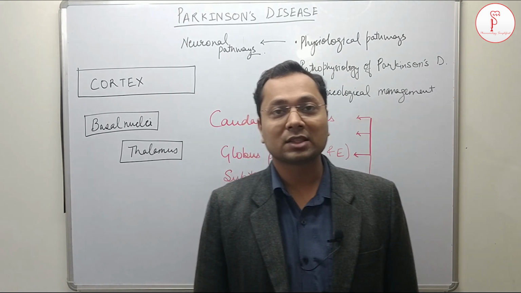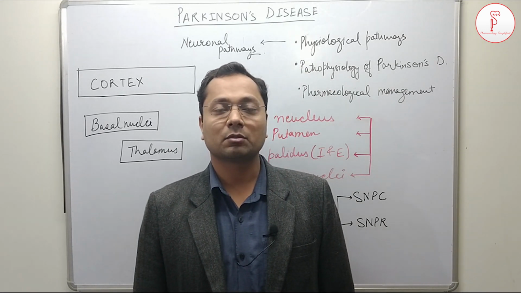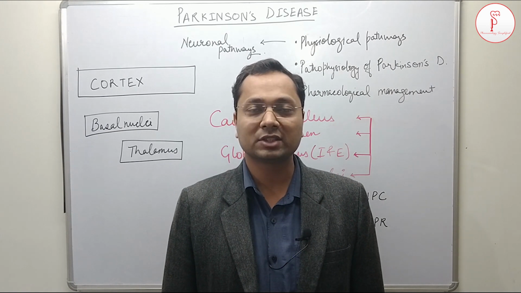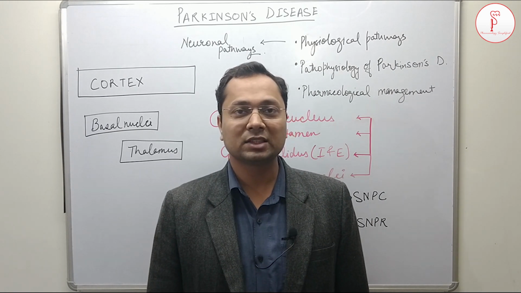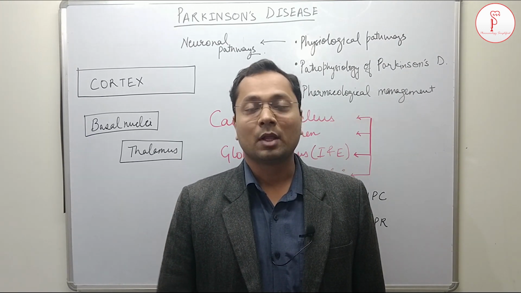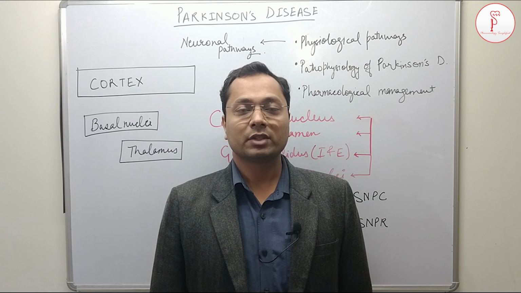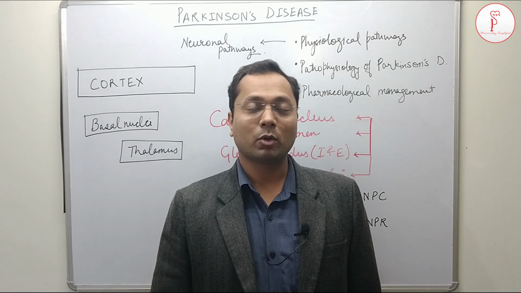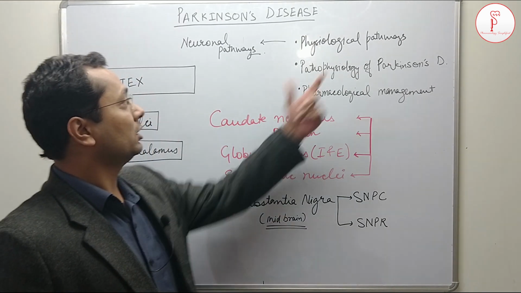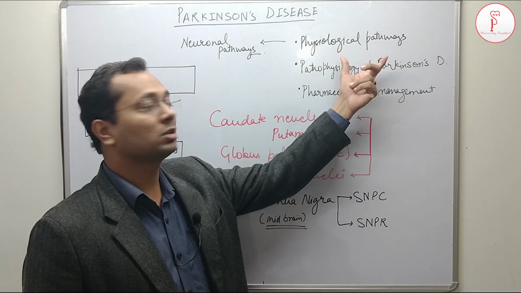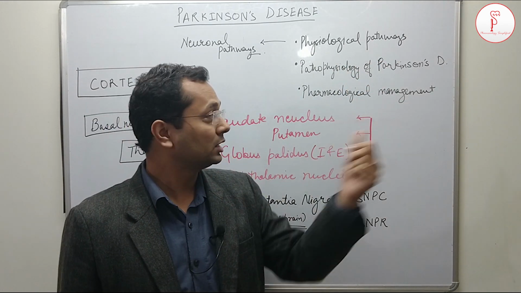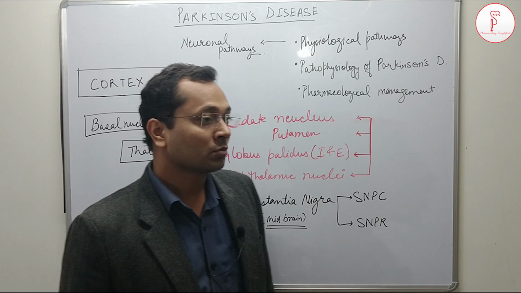So when we talk about Parkinson's disease, it is a neurodegenerative disease, a progressive neurodegenerative disease. Progressive means that this disease, if not managed on time, gets worsened over a period of time. It primarily affects the body posture and the body movement. In this video, I would be covering the physiological pathways and the pathophysiology of Parkinson's disease, and the pharmacological management would be covered in part 2.